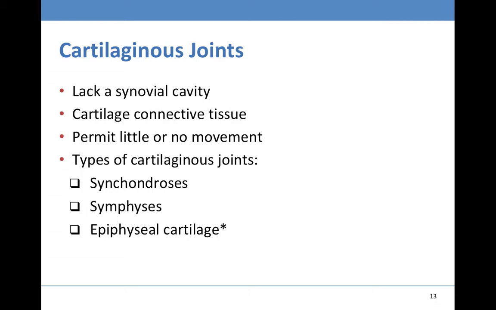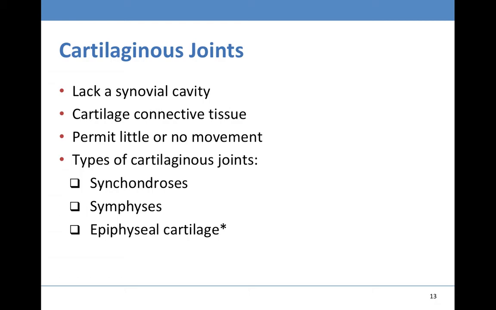Next is our symphysis, and these are cartilaginous joints in which the connecting material is going to be a disc of fibrocartilage, and there's a little movement allowed. So we have the amphiarthroses for functional classification. And some examples here would be your intervertebral disc and the pubic symphysis.